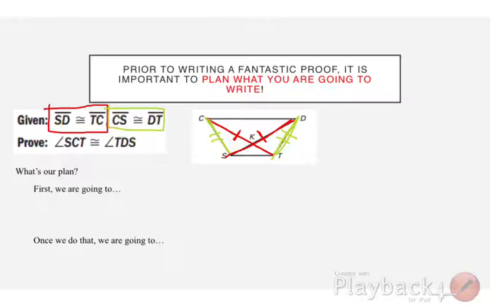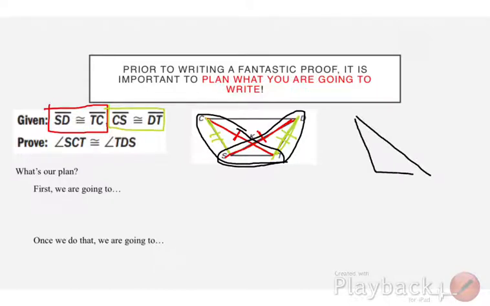All right, what we want to prove, okay, what we want to prove is that this triangle here, SCT, okay, is congruent to this triangle here, TDS. All right, that's what we're trying to prove. All right, so what I'm going to do is I'm going to draw these two triangles to the side so we can get a better look at them. Okay, so we're going to go like this. Okay, and then like this.